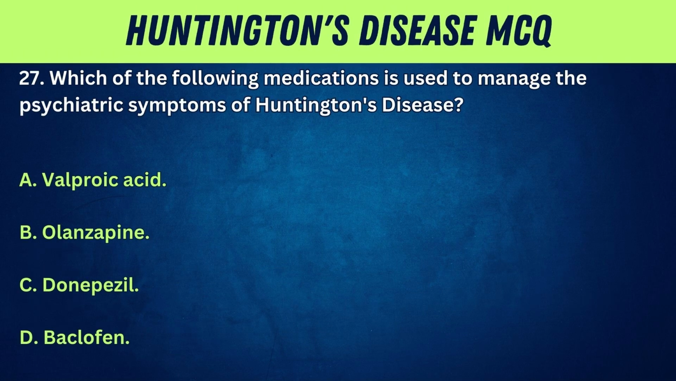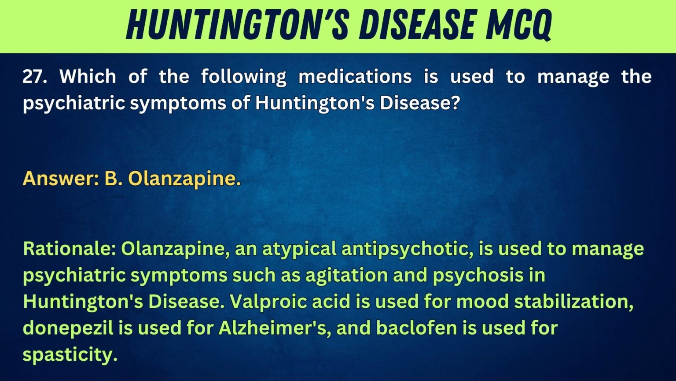27. Which of the following medications is used to manage the psychiatric symptoms of Huntington's disease? A. Valproic acid. B. Olanzapine. C. Donepezil. D. Baclofen. Answer: B. Olanzapine. Rationale: Olanzapine, an atypical antipsychotic, is used to manage psychiatric symptoms such as agitation and psychosis in Huntington's disease. Valproic acid is used for mood stabilization, donepezil is used for Alzheimer's, and baclofen is used for spasticity.